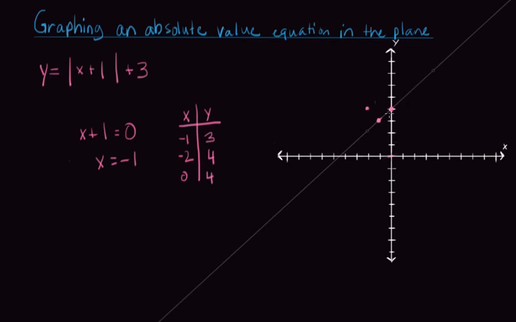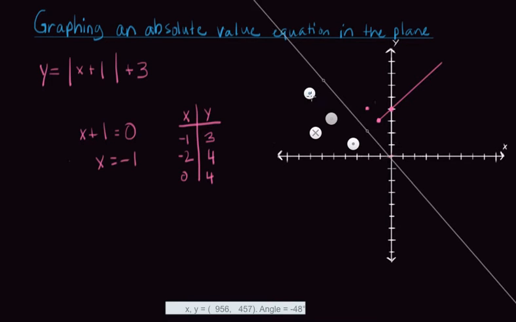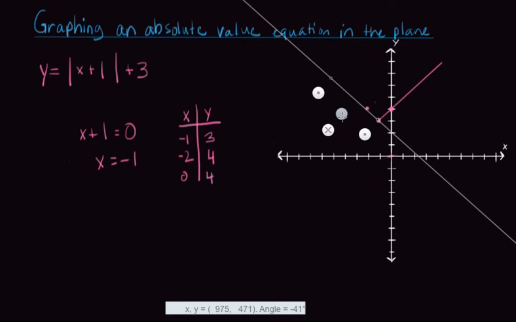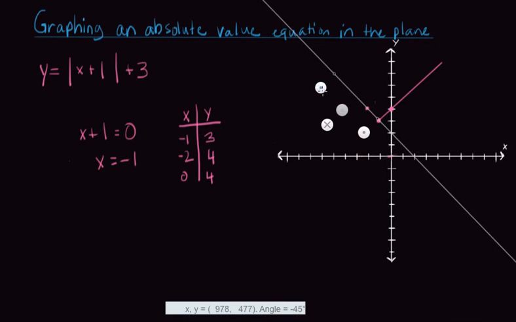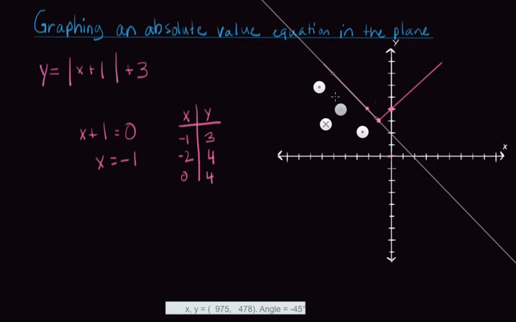But we'll talk about a little bit more systematic ways of doing this too. So once you have 3 points for the absolute value, including the vertex, you can go ahead and graph it. So there's that.